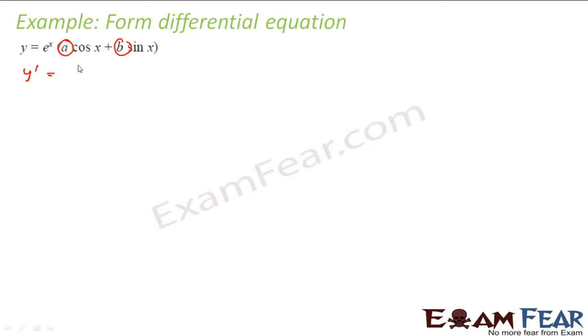Y dash is nothing but e to the power x, a cos x will become a minus sin x. So if you see, this is how it is. This is the form, y equals e to the power x times a cos x plus b into e to the power x sin x.